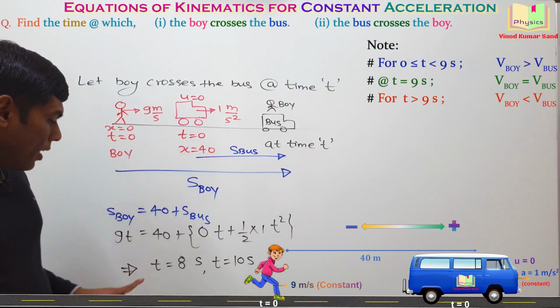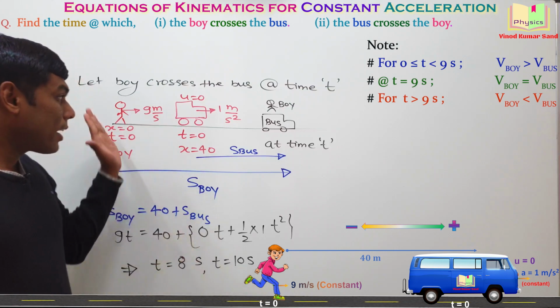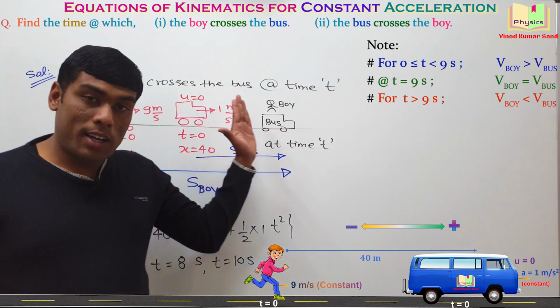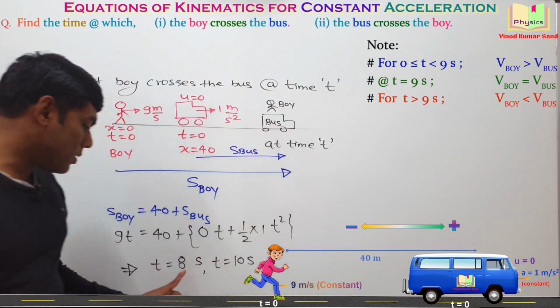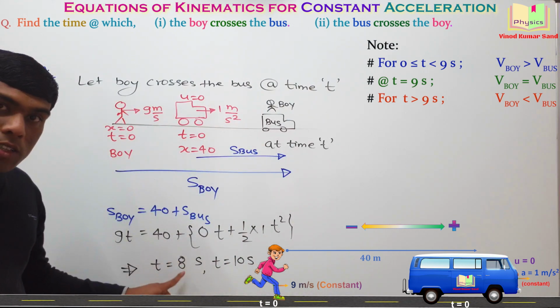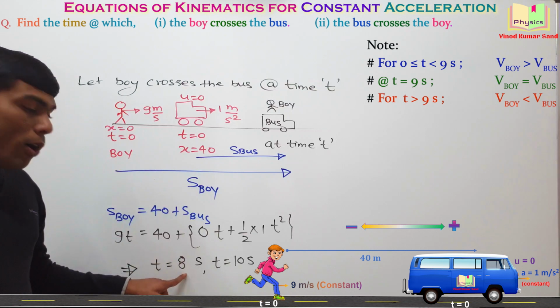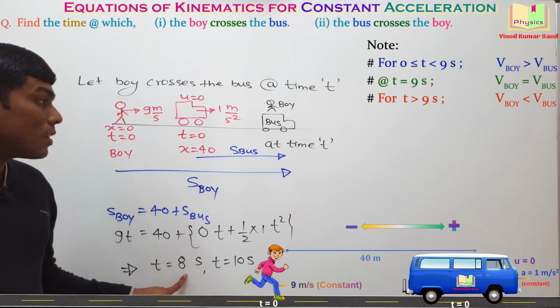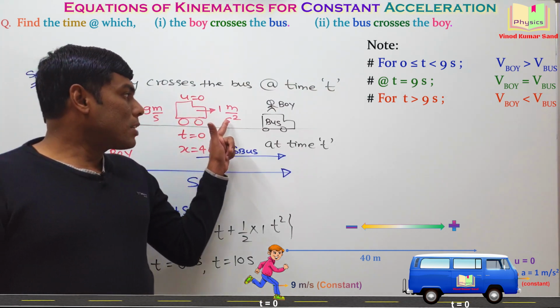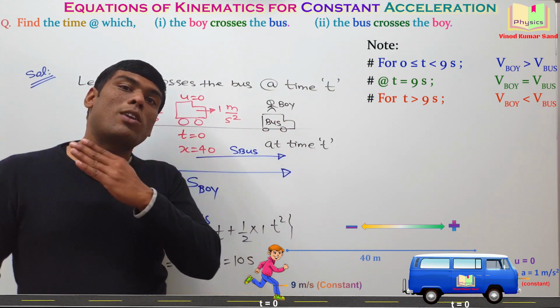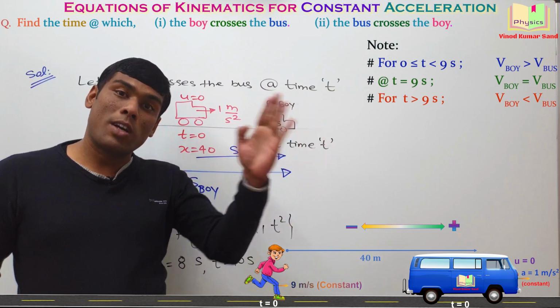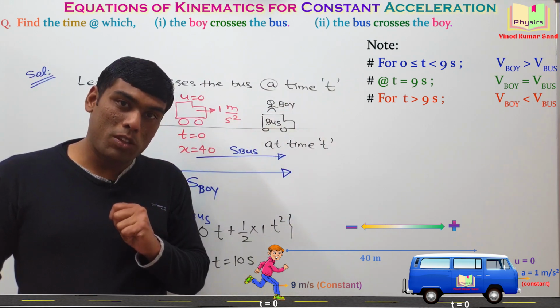So what will happen at t is equal to 8 seconds? Since the boy has a greater speed as compared to the bus, the boy will cross the bus. Keep in mind, at t is equal to 8 seconds, the boy will cross the bus. But the bus is continuously accelerating. So there will come a moment when the speed of the bus has been greater as compared to the speed of the boy.